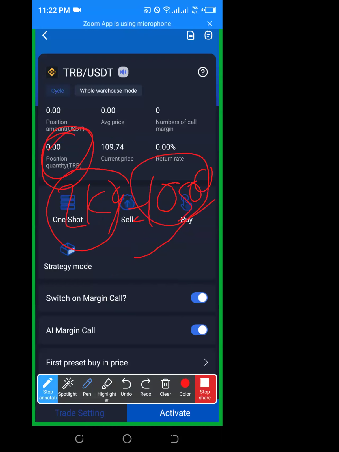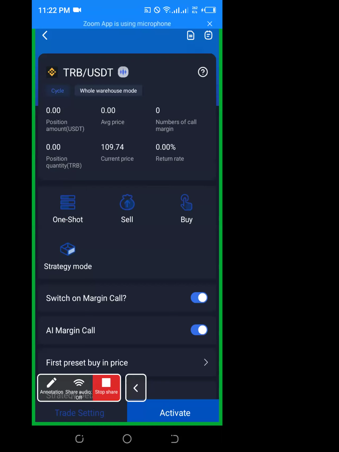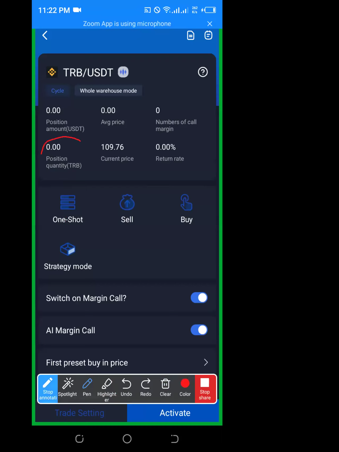Whenever the robot buys, you accumulate more quantity. So whenever the robot buys very many margin calls, even the quantity will increase.